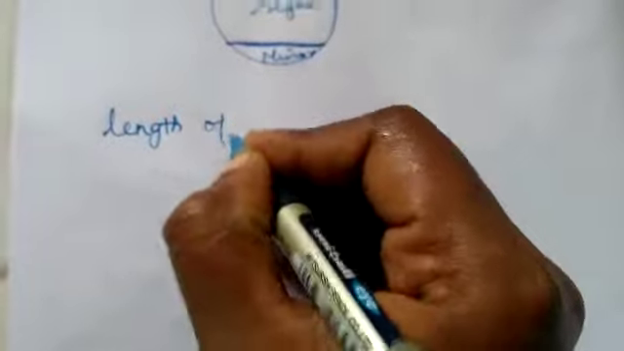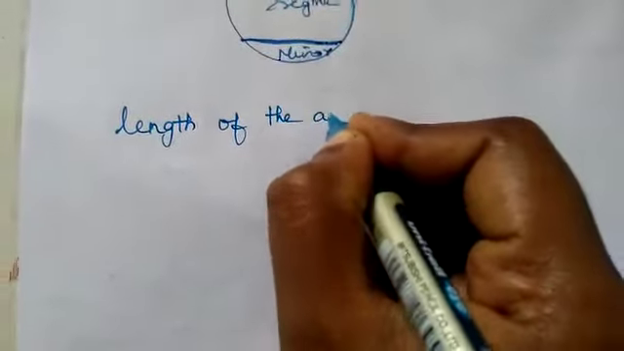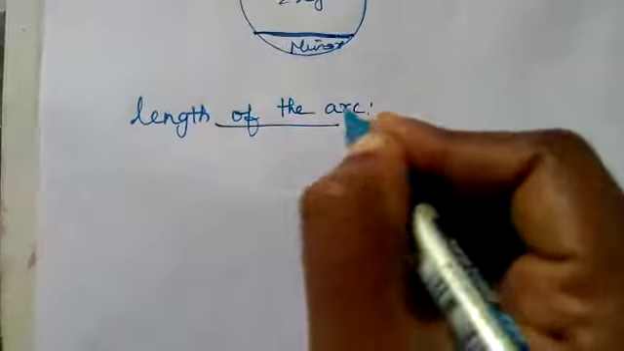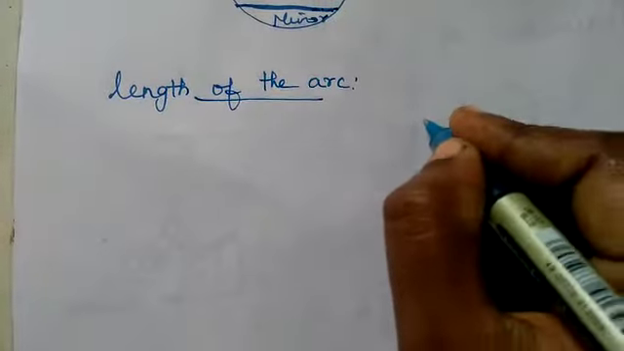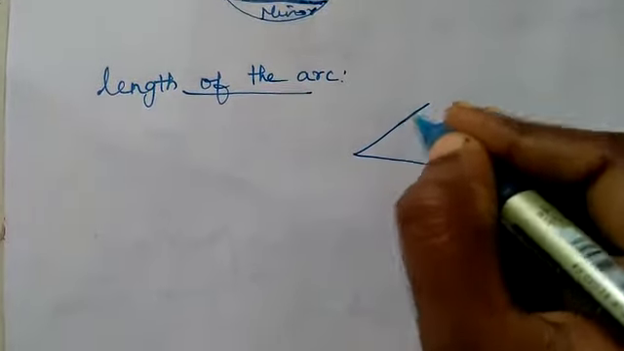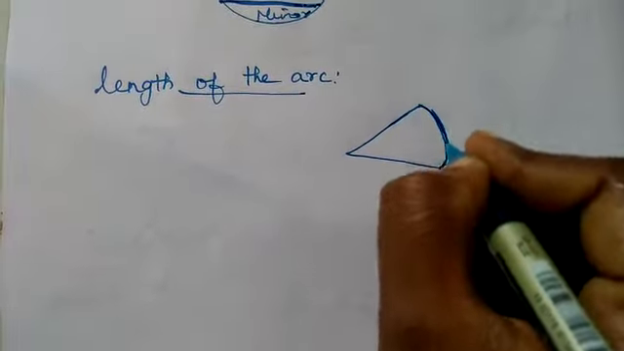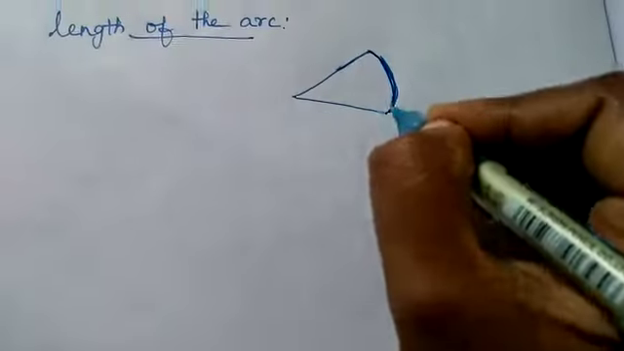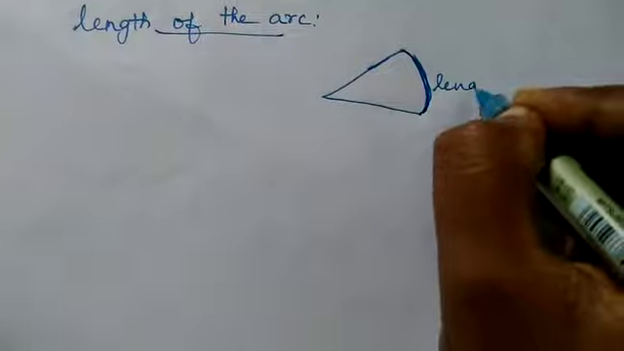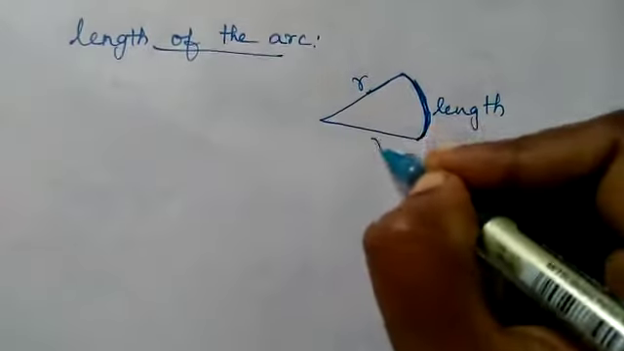Now we are going to learn the length of the arc. What is an arc? This one is the arc. We take it from the sector. We take the arc from where? The sector. This is called the length of the arc. These are the two radii, and this one is theta.